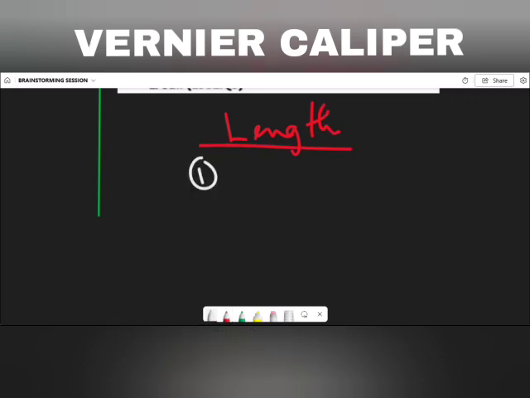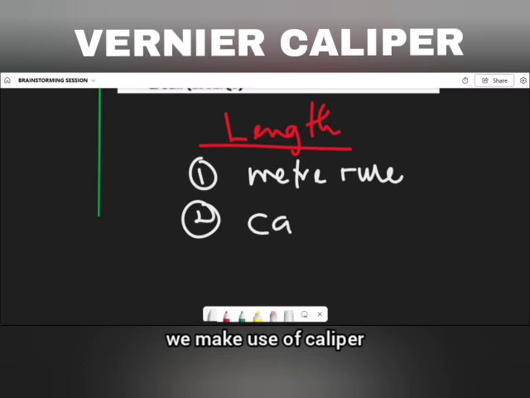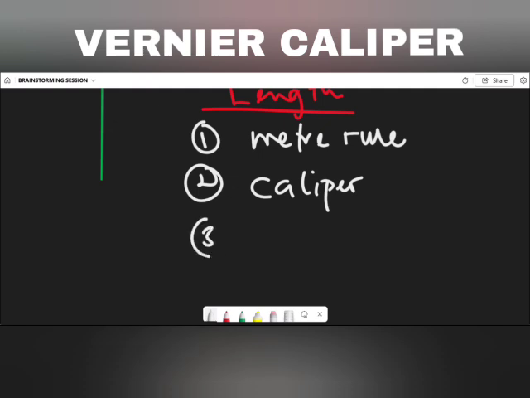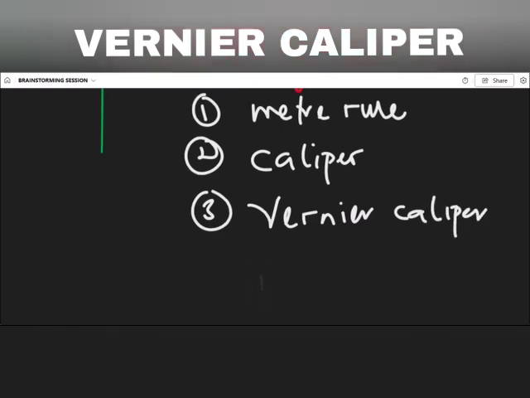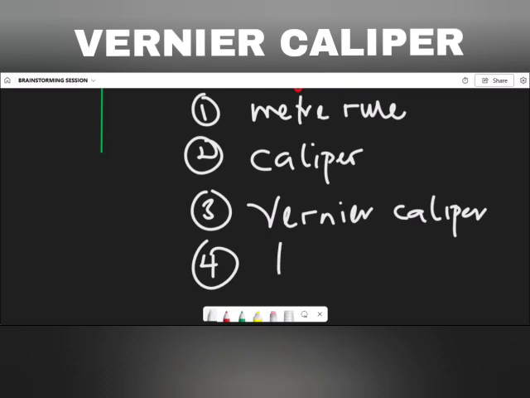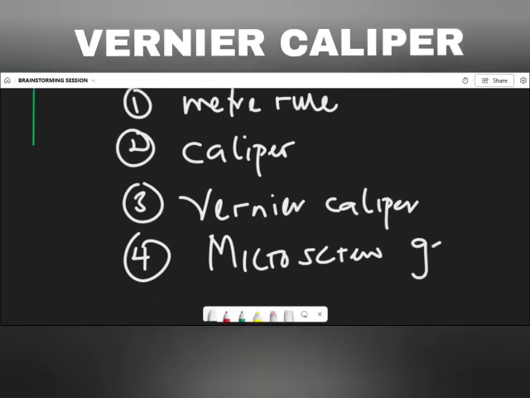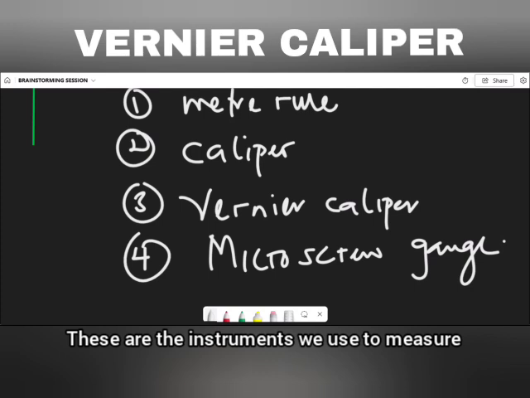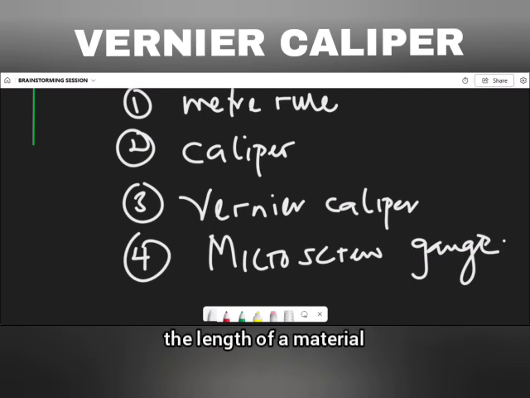Number 1, we make use of a metal rule. Number 2, we make use of a caliper. Number 3, we make use of a Vernier Caliper. And number 4, we make use of a micro screw gauge. These are the instruments we use to measure the length of a material.